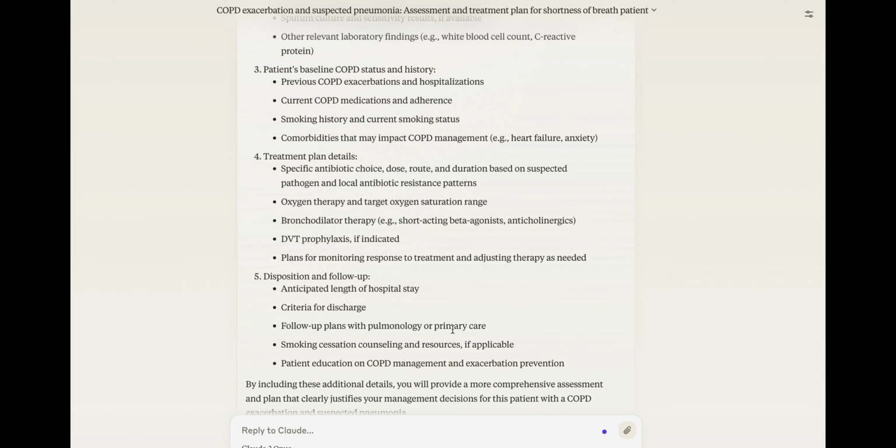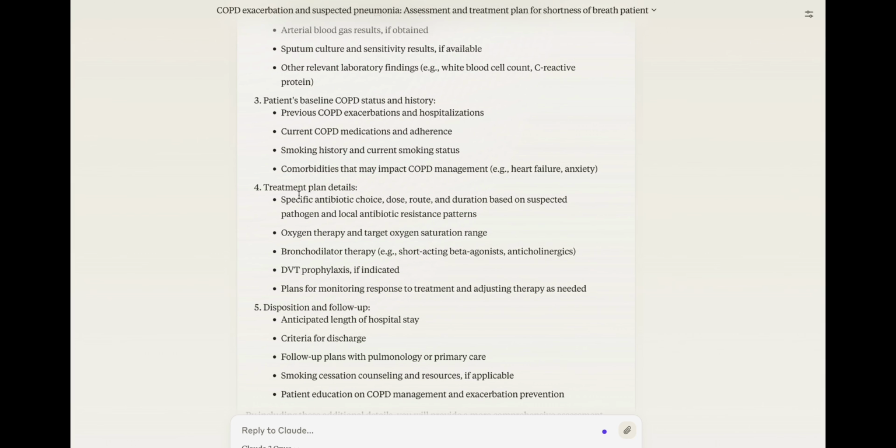Should they have a follow-up plan with their pulmonologist and their primary care? Did you do any smoking cessation? Patient education or COPD management? Unfortunately, I don't see this happening a lot in the hospital. Usually this happens more in the outpatient setting. But this is still a very comprehensive plan I can include in my note.